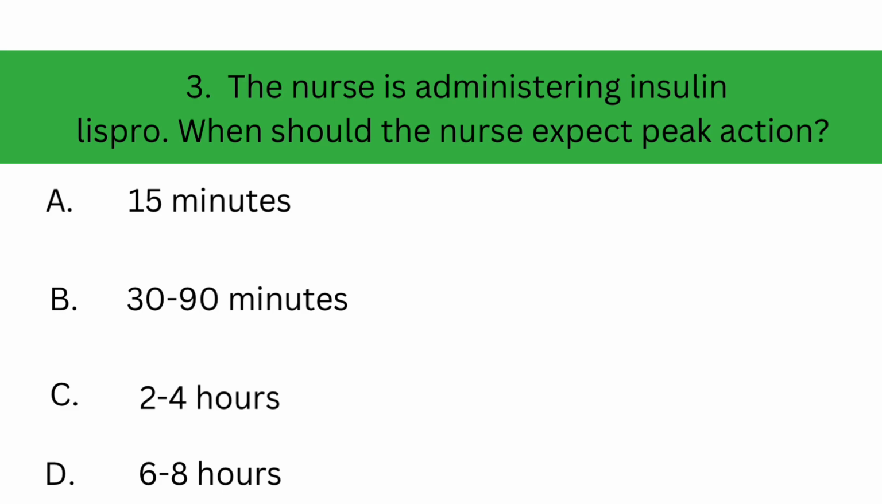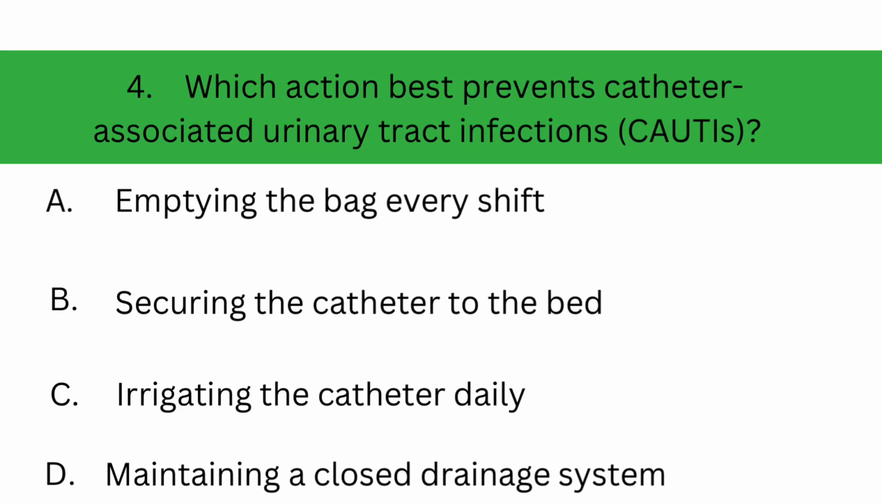3. The nurse is administering insulin Lispro. When should the nurse expect peak action? A. 15 minutes. B. 30 to 90 minutes. C. 2 to 4 hours. D. 6 to 8 hours. Correct answer: B.